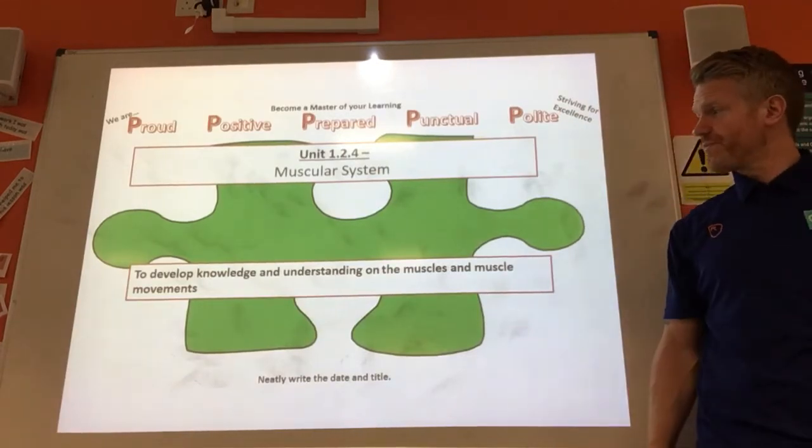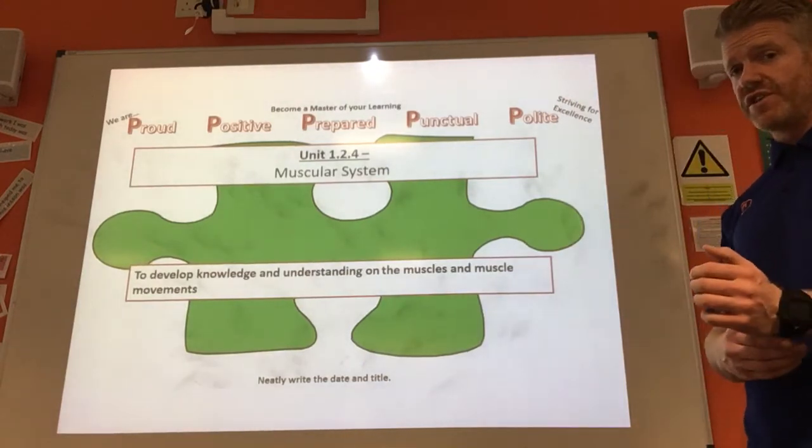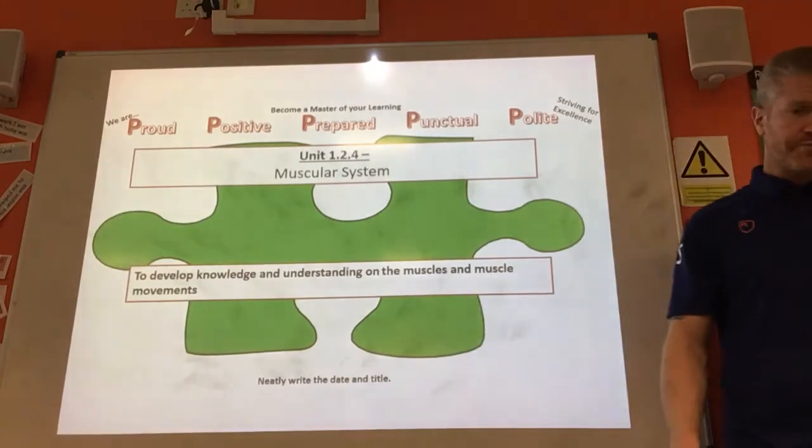So we're going to look at developing knowledge and understanding on the muscles. You need to know all the different muscles and muscle movements.